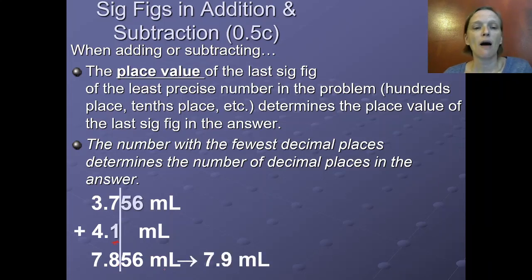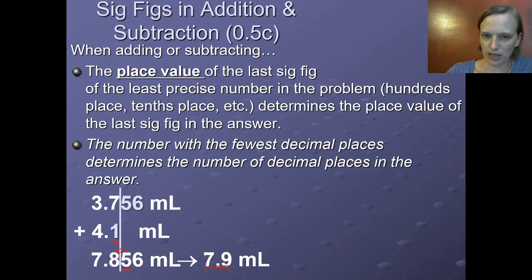So because the number after the line is 5 or above, that rounds up that 8, and that 8 gets bumped up to a 9. So the final rounding here is 7.9 mils for my answer.